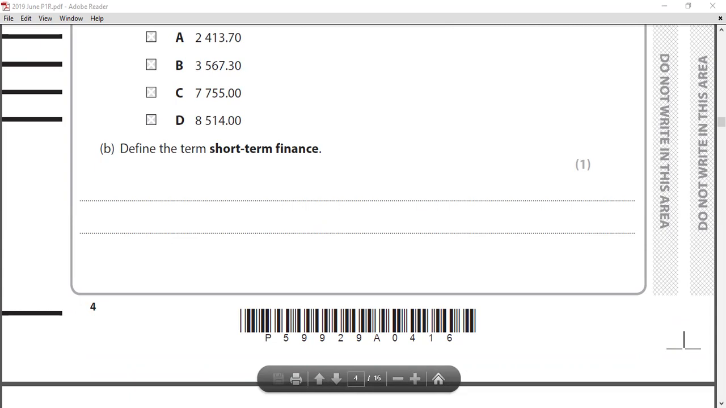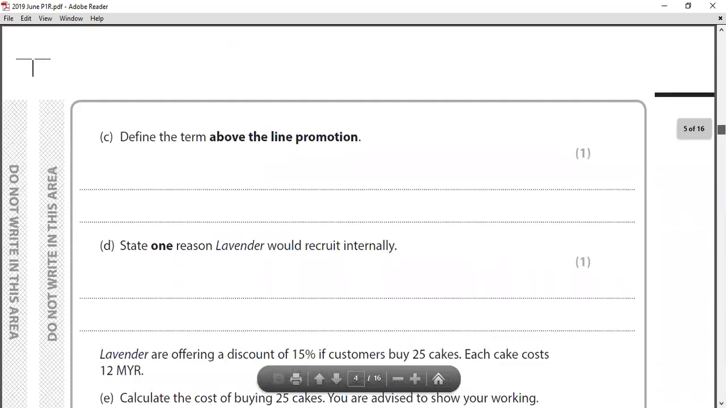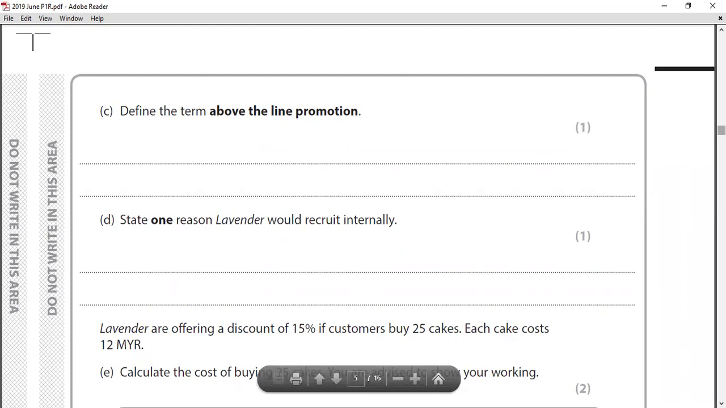And another definition question is there in question 1 part C. Define the term above the line promotion. You know guys, mainly there are 2 promotion methods, above the line and below the line. Above the line method means using media. The marking scheme says the use of mass media methods to promote to a large audience. Use of mass media methods.